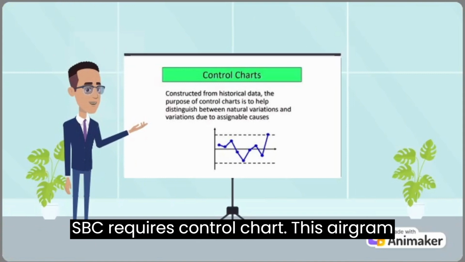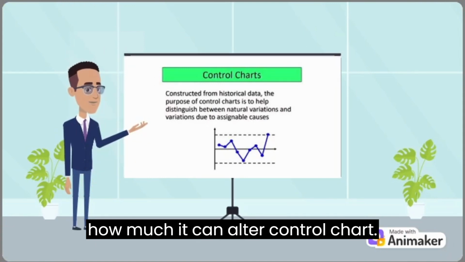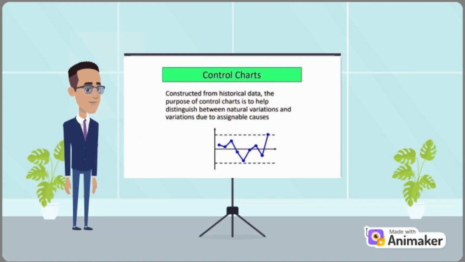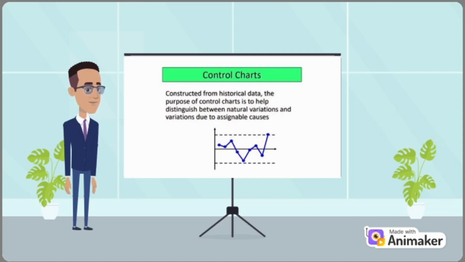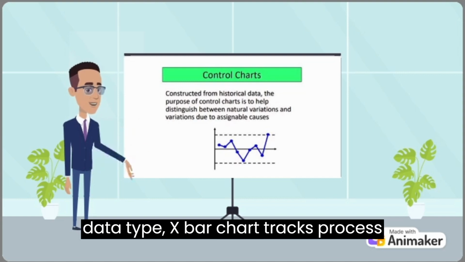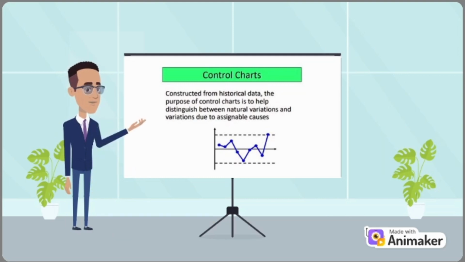SPC requires control charts. This diagram shows the average process over time and how much it can alter. Control charts determine if a process is appropriate or has a special cause of change. Control charts vary by data type. X bar chart tracks process means, while R chart tracks variability.